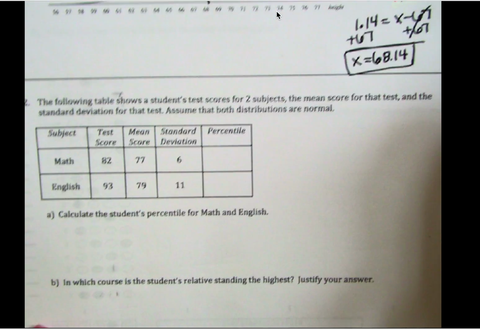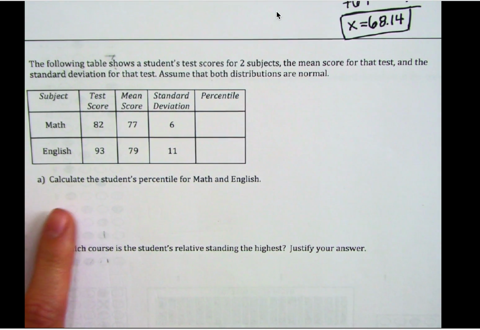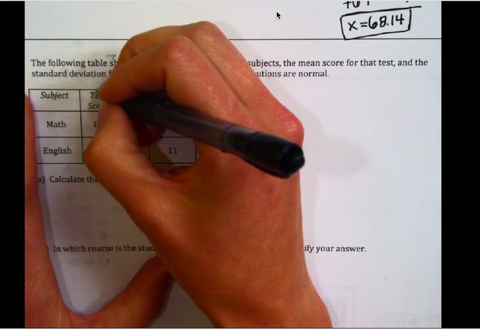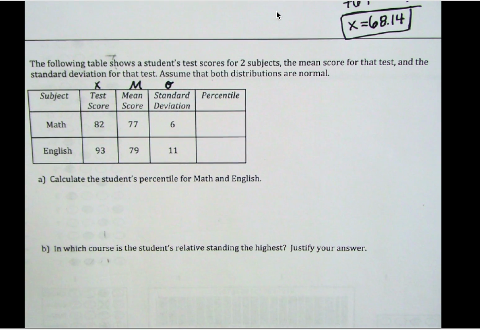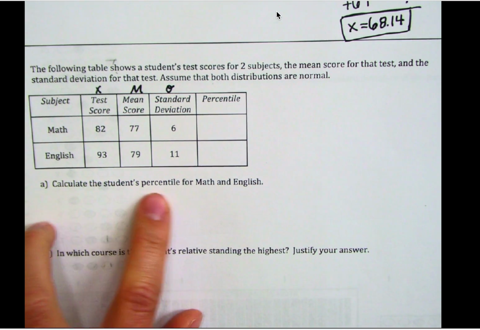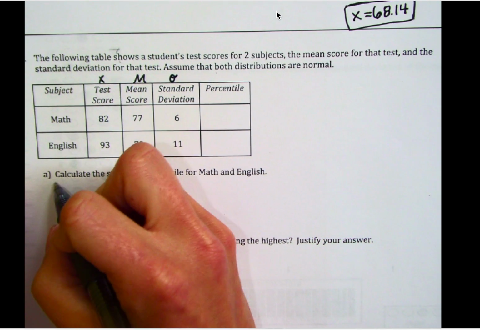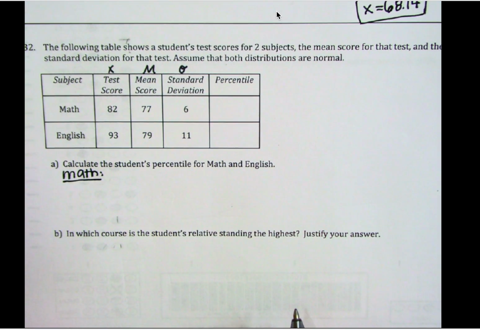Okay, number 32. The following table shows a student's score for 2 subjects. It shows the mean scores and the standard deviation. So they're giving us a value, they're giving us mean, and they're giving us standard deviation for 2 different test scores and 2 subjects. So we are going to calculate the student's percentile for math and for English. So let's go ahead and do math first. To find the percentile, we can use our percentages from our table.